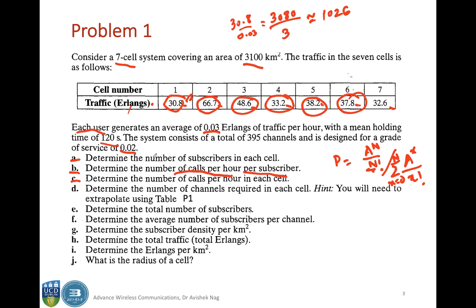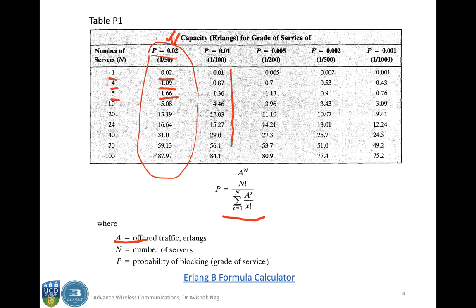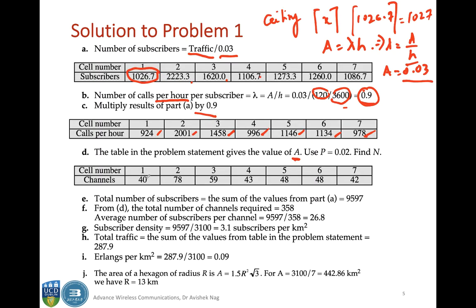So let's say the first value is 30.8. For 30.8, we have to look here in this table for this particular grade of service of 0.02, you have almost 31. So 30.8 is very close to 31. For this particular value of A, you have this value of N. So this is the mapping. So you can find the number of channels for the first cell to be 40.